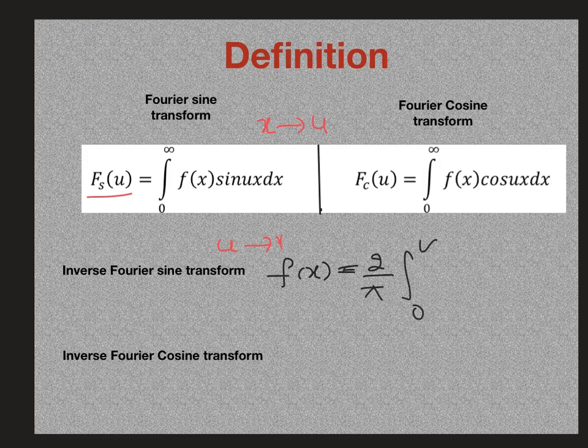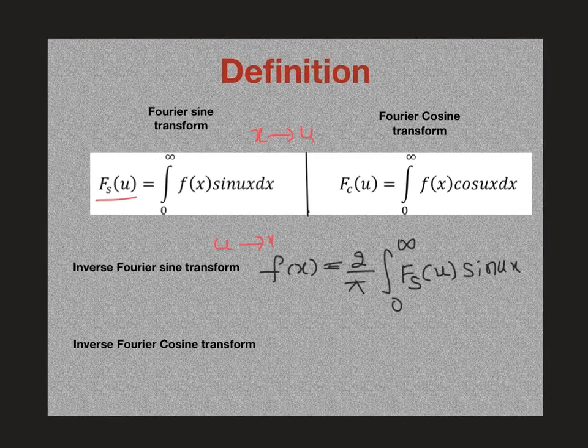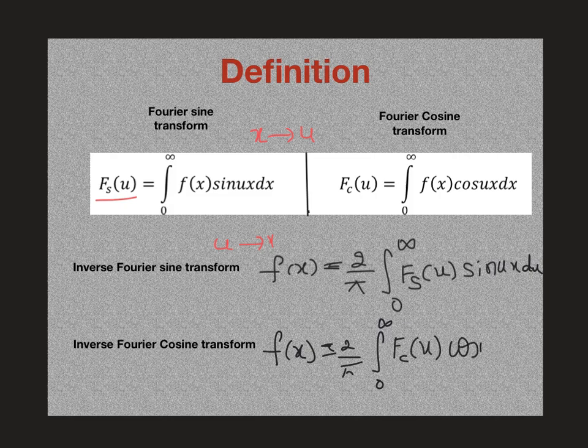integral 0 to infinity. If you are finding the inverse sine transform, you have to take the Fourier sine transform and sin ux du. And the inverse Fourier cosine transform is defined by 2 by pi integral 0 to infinity Fc of u cos ux du.